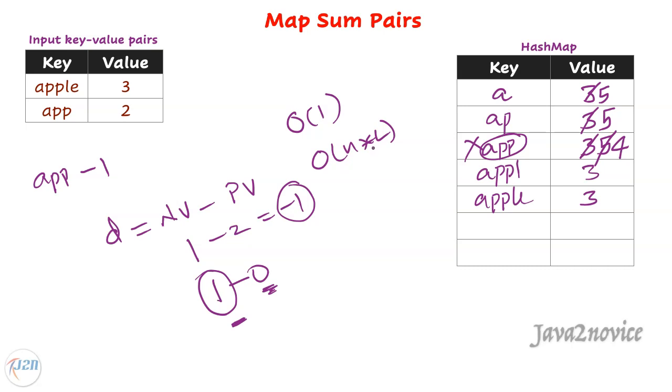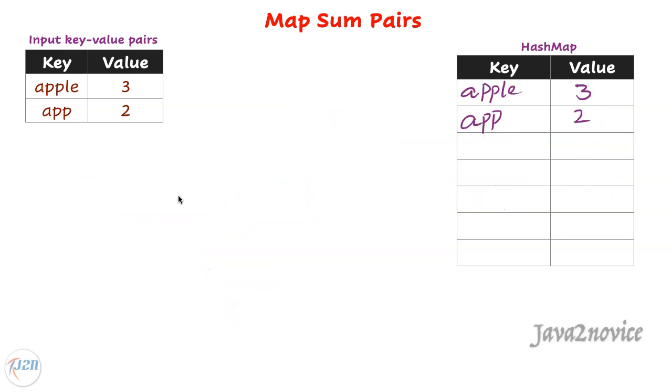Let's discuss another approach. We will be taking the Trie data structure in our next approach. In case you are not familiar with the Trie data structure, I have given my previous video reference on Trie in the description. Please watch it once. We will retain the hash map to hold the original key value pairs and we will construct the Trie data structure for the key value pairs. Let's take apple.